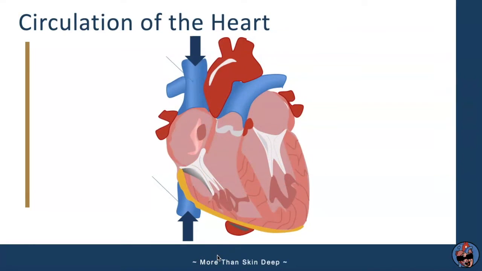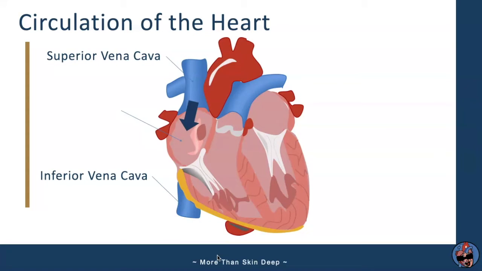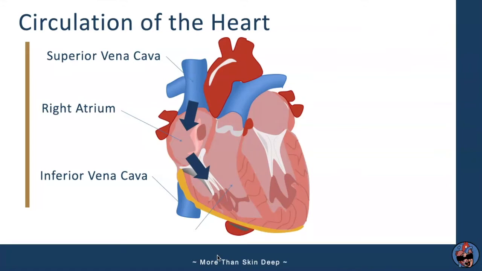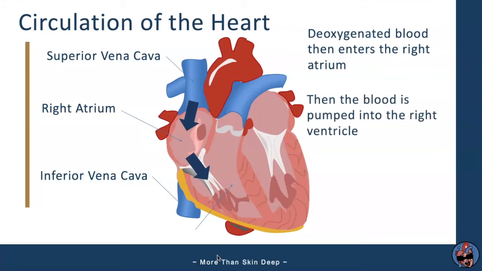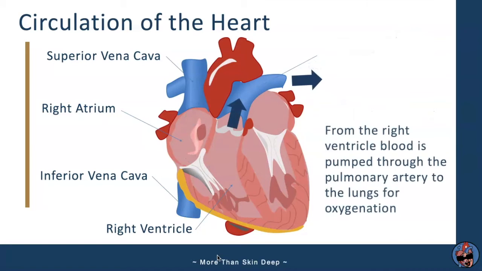Next, the circulation of the heart. Deoxygenated blood from the body enters the superior and inferior vena cava. From the superior and inferior vena cava, blood is pumped into the right atrium. After the right atrium, blood then flows into the right ventricle. From the right ventricle, blood flows through the pulmonary artery into the lungs for oxygenation.